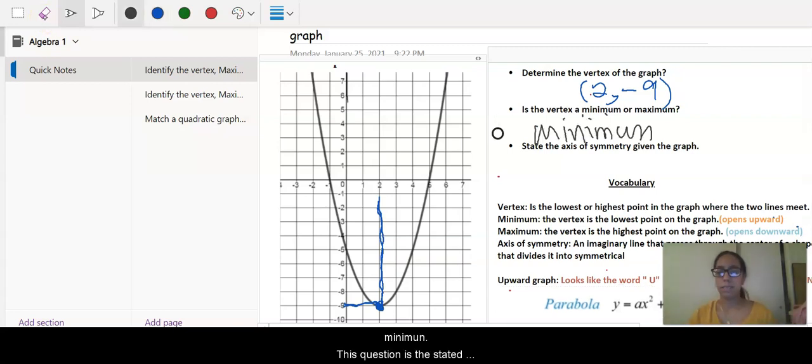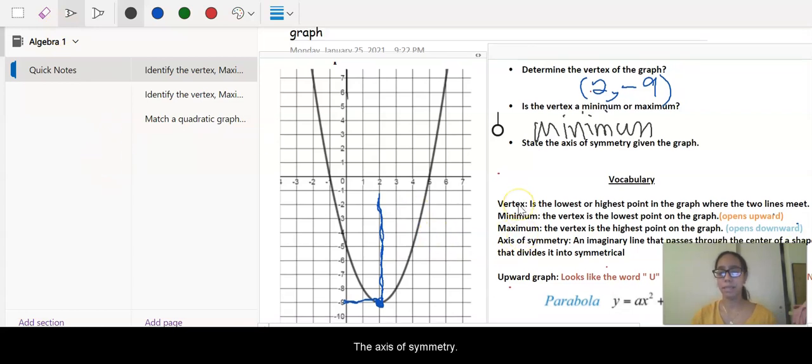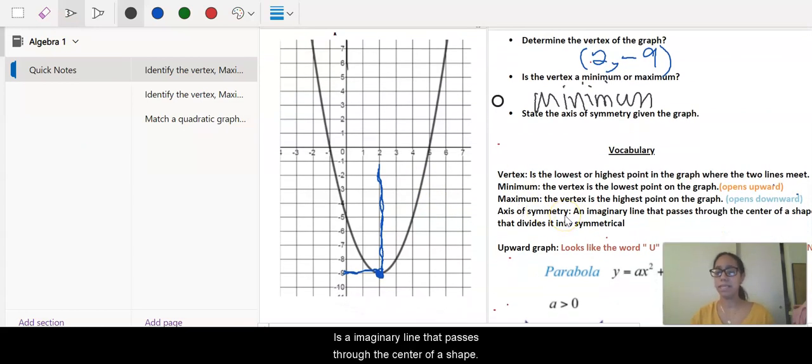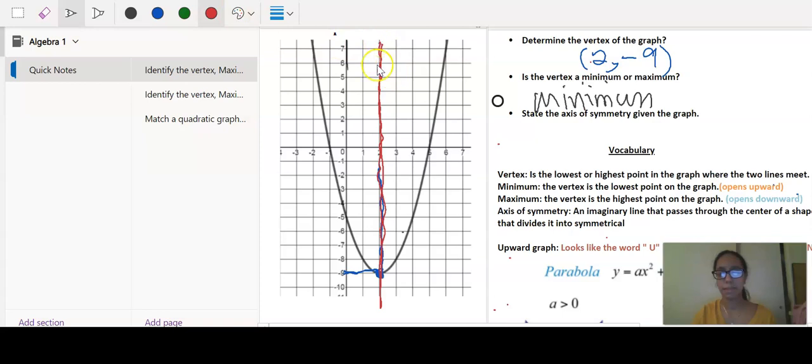Now our next question is, state the axis of symmetry given the graph. The axis of symmetry is an imaginary line that passes through the center of the shape of the object that divides it into two symmetrical pieces. So because we have a parabola, in a parabola we always draw a vertical line to divide the parabola into two similar halves. So I'm going to draw my line in the center of my graph.